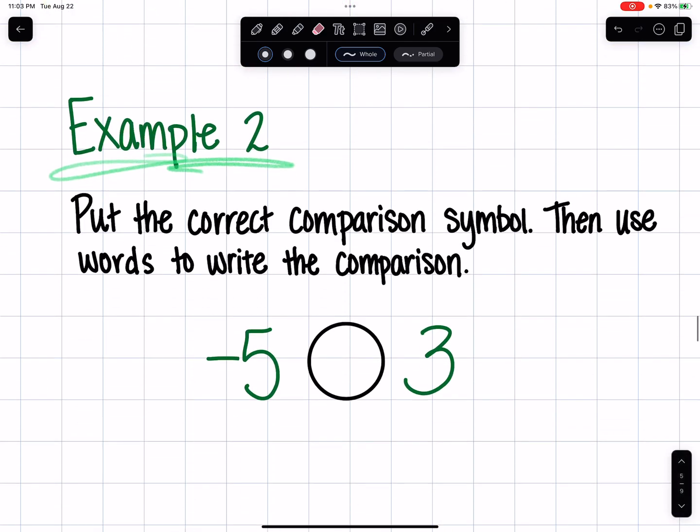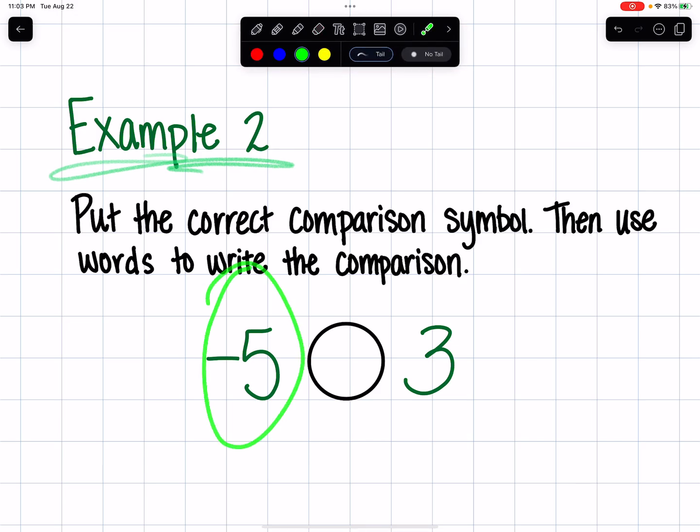All right, example 2. Put in the correct comparison symbol, and then we have to use words to write the comparison. So that's what they want us to do. They want us to compare -5 and 3, to see which is the bigger number. Obviously, I think you know this. The 3 is bigger than -5 because it's to the right on the number line.